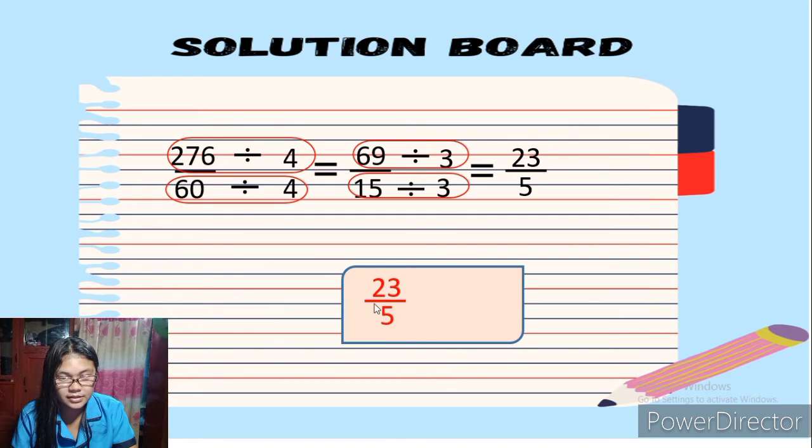So, ang sagot is 23 over 5 or 4 and 3/5. Bakit kaya ito nakasama sa sagot? Kasi yung 5 times 4 is 20 plus 3 is 23. Then, copy the denominator na 5.